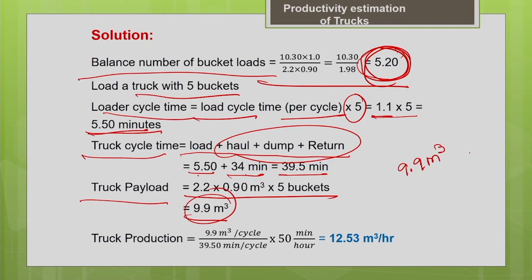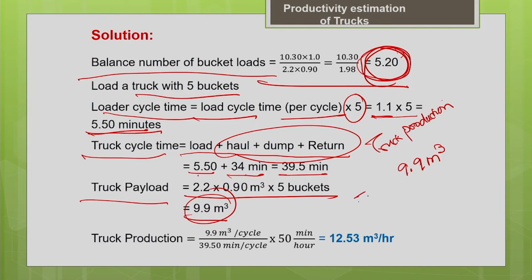You are also supposed to check whether the truck payload is within the gravimetric capacity. If say gravimetric capacity is given by the manufacturer, you have to check, okay, whether the weight of the load of material in the truck is within the gravimetric capacity. For that you need the input data of the density of the material also. Now let us calculate the truck production.